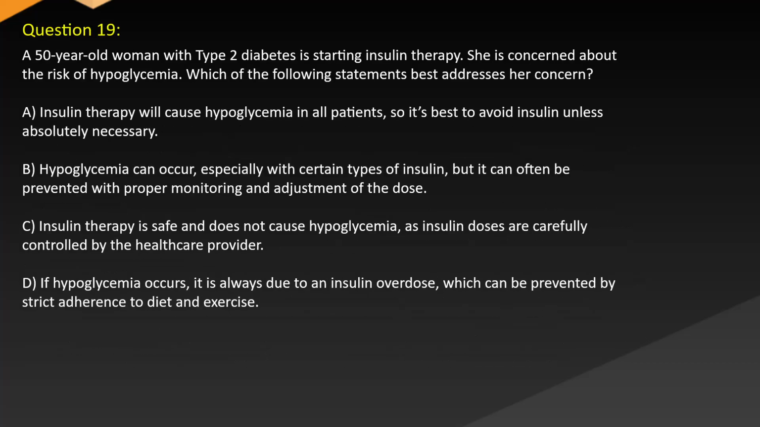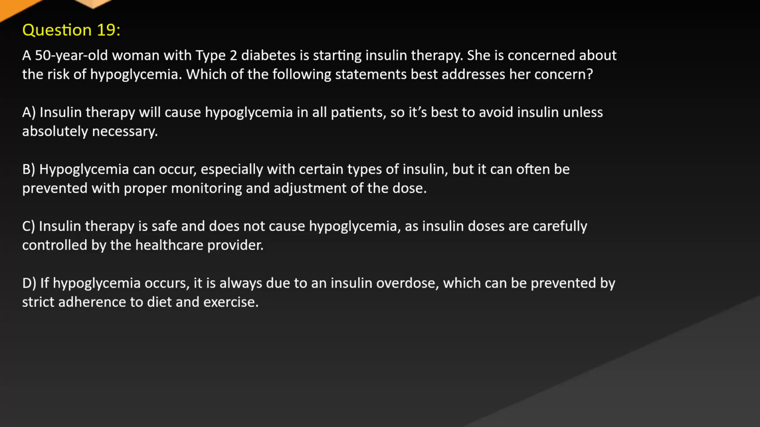Question 19. A 50-year-old woman with type 2 diabetes is starting insulin therapy. She is concerned about the risk of hypoglycemia. Which of the following statements best addresses her concern? A. Insulin therapy will cause hypoglycemia in all patients, so it's best to avoid insulin unless absolutely necessary. B. Hypoglycemia can occur, especially with certain types of insulin, but it can often be prevented with proper monitoring and adjustment of the dose.